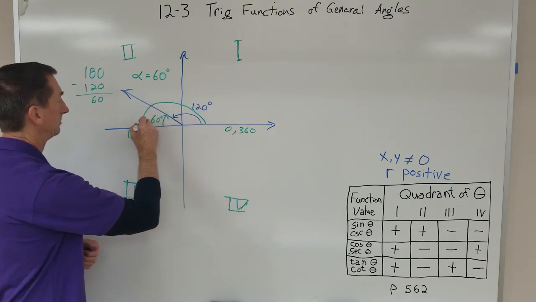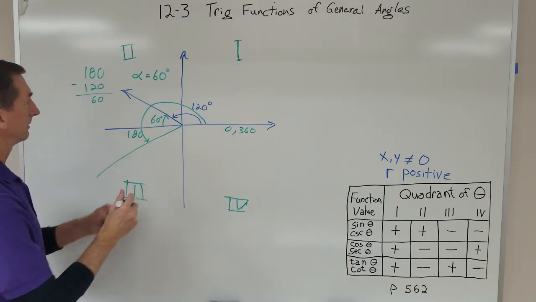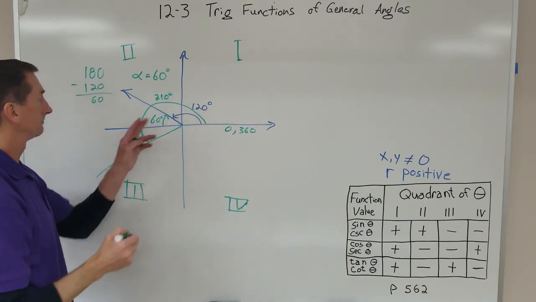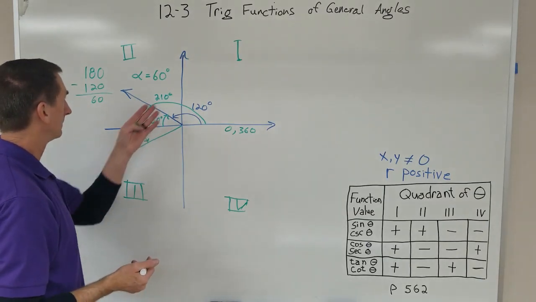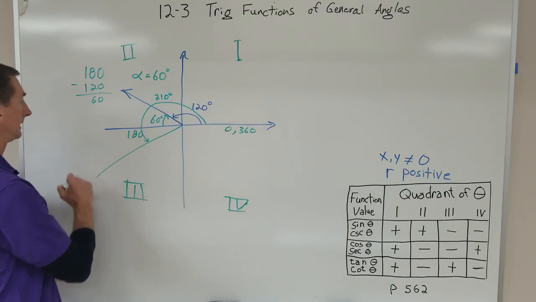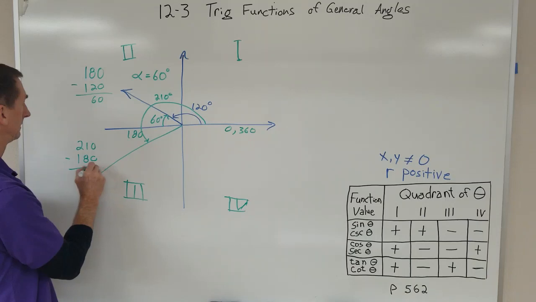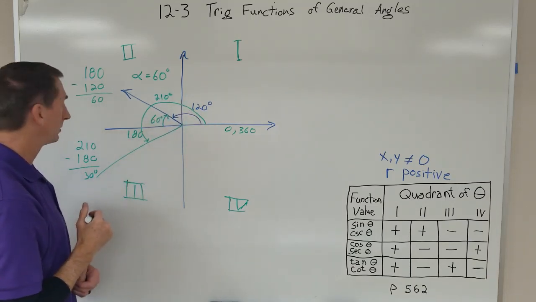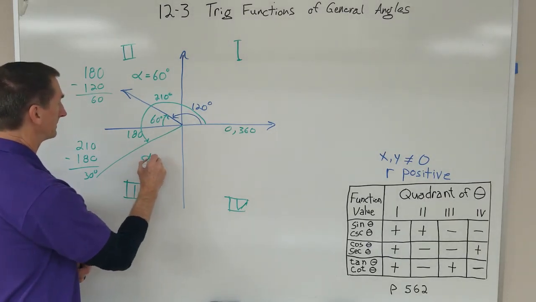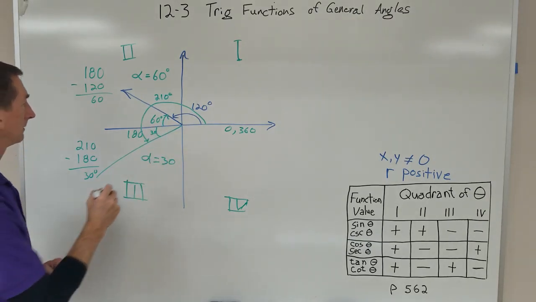Suppose we went down to somewhere around here. Let's call this a 210-degree angle. Okay, so now I've got to use a little common sense here. 210 is greater than 180, so I'm going to take this 210 and subtract 180 from it, and I'll get 30 degrees. So in this case, with a 210-degree angle, the reference angle is 30 degrees, and that's this measurement right here, 30 degrees.